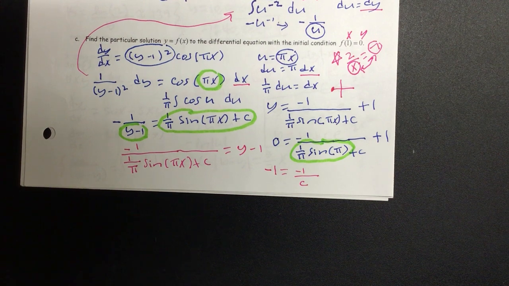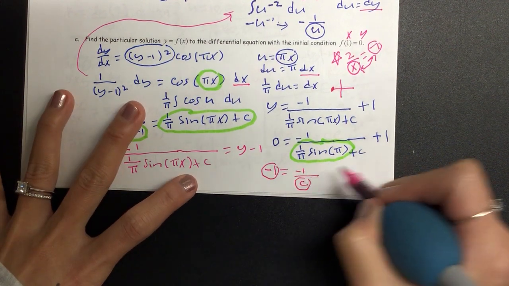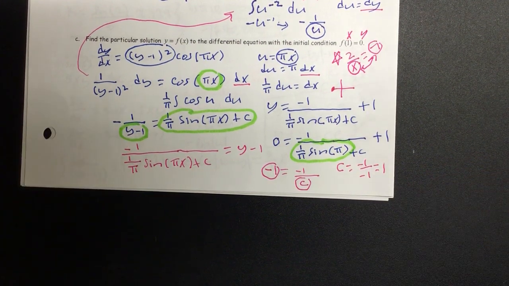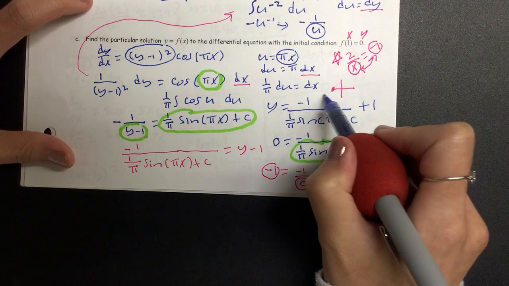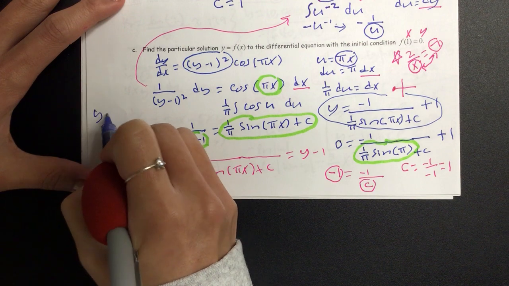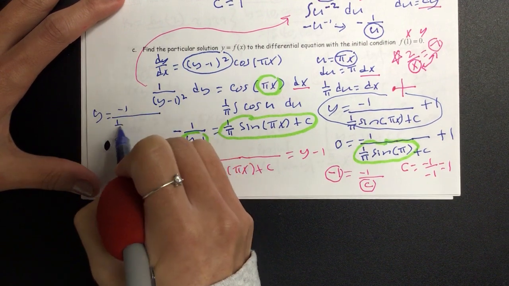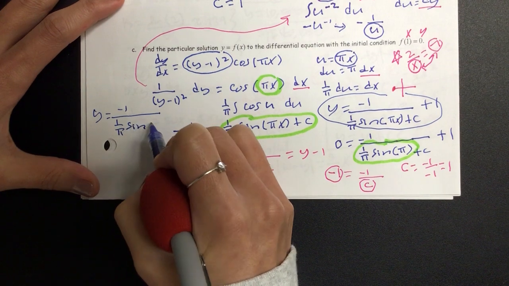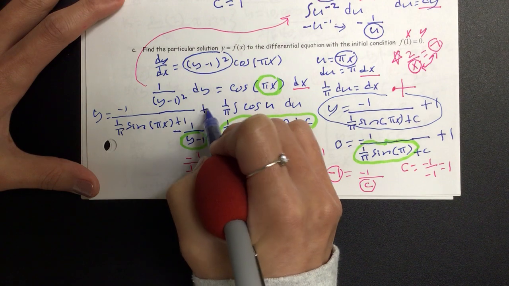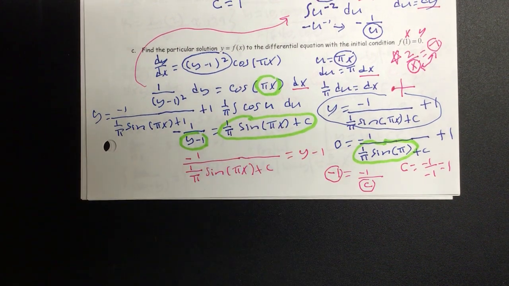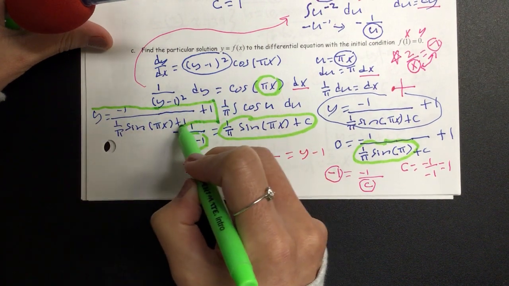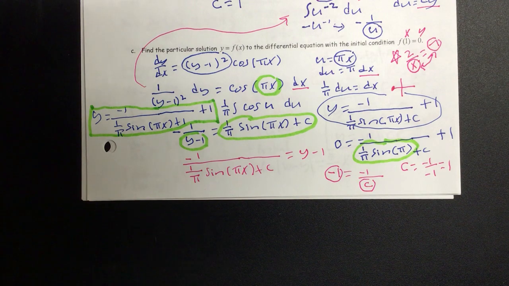So what is the value of c? When I swap these two, it gives me c is equal to negative 1 over 1, or negative 1, which is positive 1. So our final answer that I'm going to stem off of this one to write on this side is going to be y is equal to negative 1 all over 1 over pi sine of pi x, extend that, plus 1, and at the very end, plus 1. And let's see if I can highlight our final answer so y'all can see it. This is our particular solution.